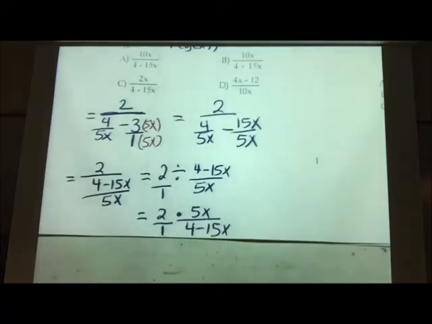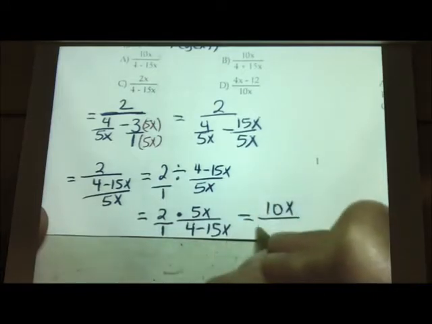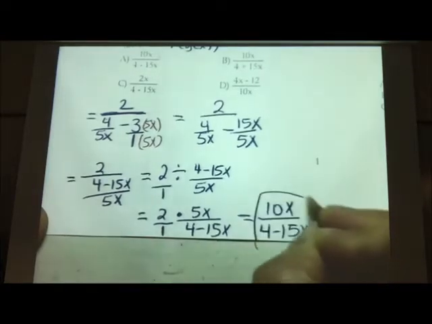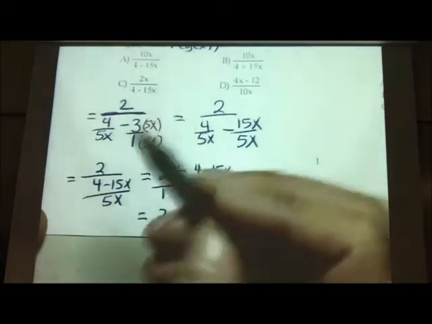So when we multiply the top, what's 2 times 5x? Well, that is 10x. And 1 times 4 minus 15x, that stays 4 minus 15x. If we look at this, this corresponds to answer choice A.